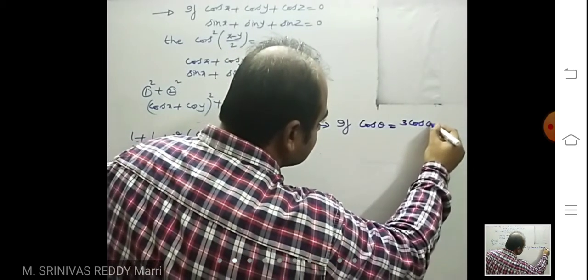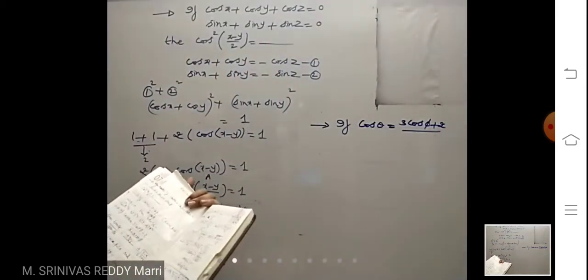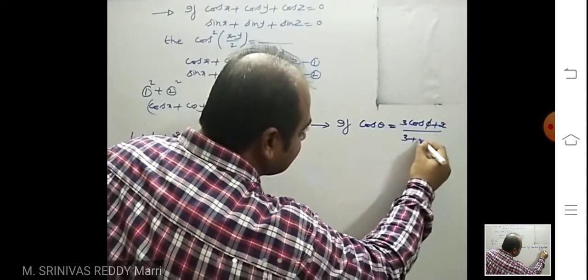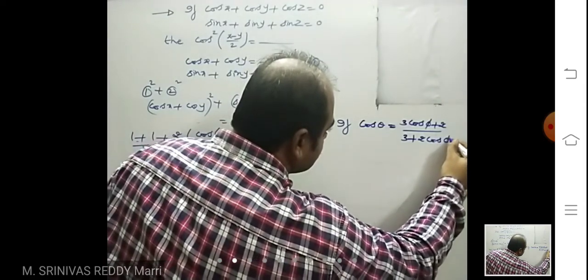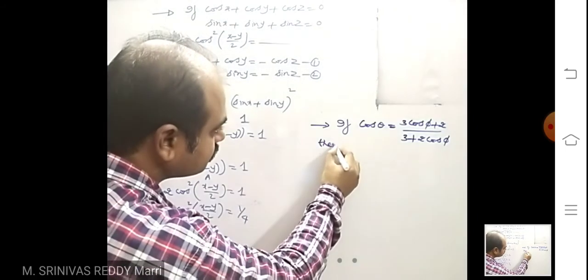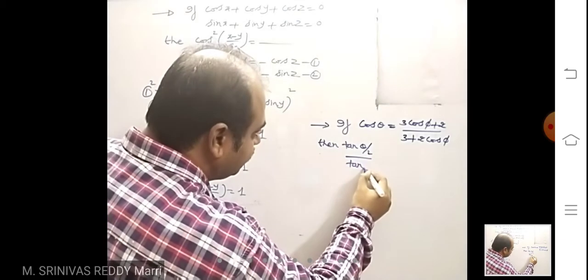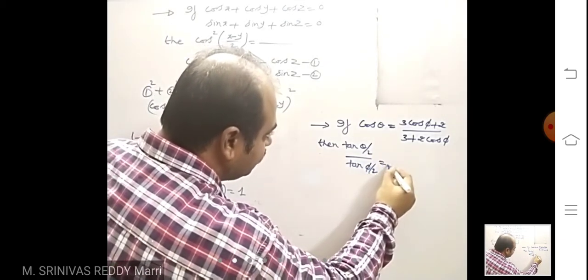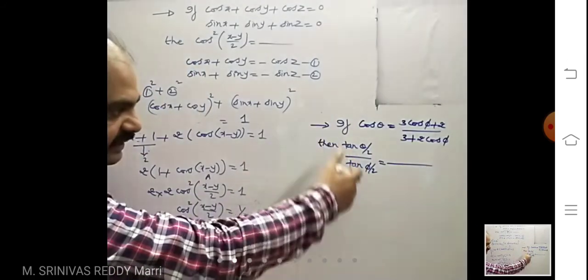So, cos theta equals, suppose we take, (3 cos phi plus 2) divided by (3 plus 2 cos phi), let us say. Given that, tan theta by 2 divided by tan phi by 2 equals what? Let us take an example. This is given and you have to find this one.